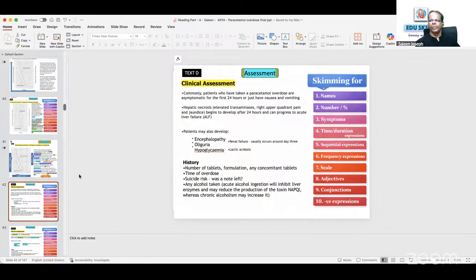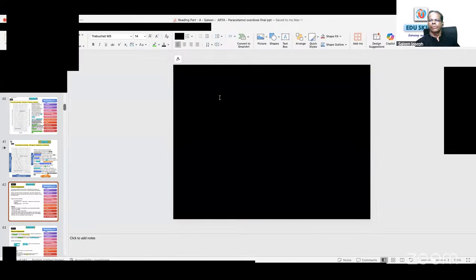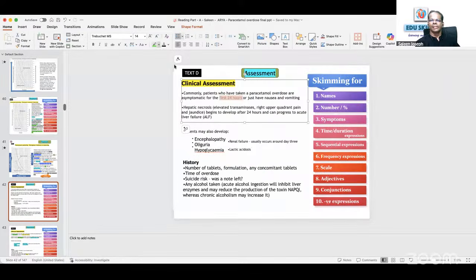Clinical assessment. Tell me what are the things to be highlighted? 24 hours. First 24 hours. Vomiting, nausea, and hepatic necrosis. Nausea and vomiting, right? Then this one is hepatic necrosis. Jaundice. Then right upper quadrant.